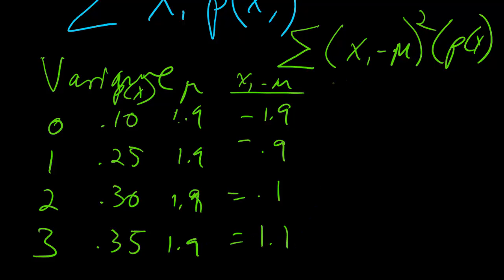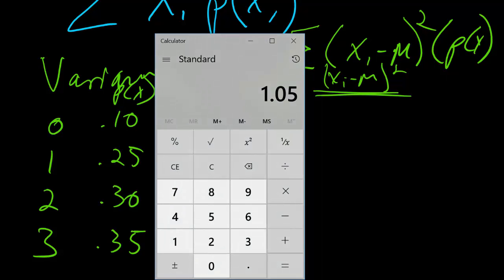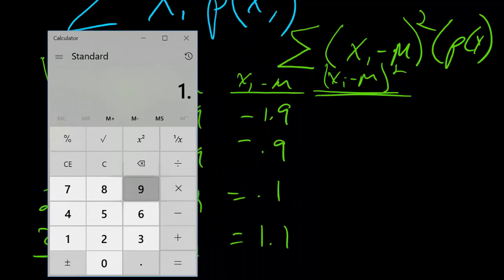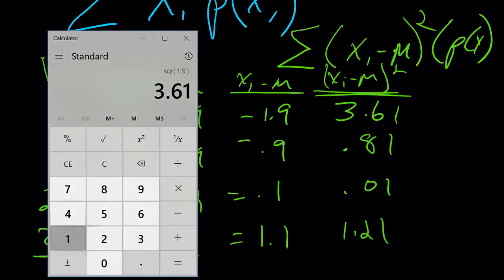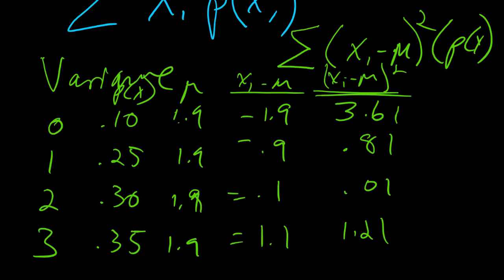What do I do next? I take this number, x sub i minus mu, and I square it. So let me pull out my trusty calculator. 1.9 squared is equal to 3.61. 0.9 squared is 0.81. 0.1 times 0.1 is 0.01. 1.1 times 1.1 is 1.21. Let me double check that. 1.1 times 1.1, 1.21. Excellent.